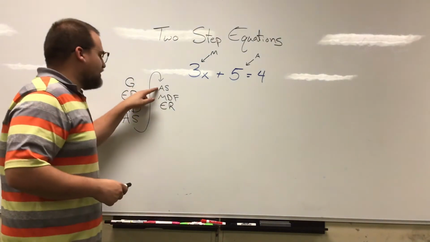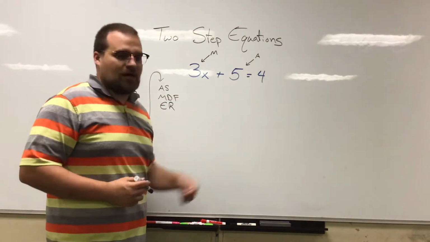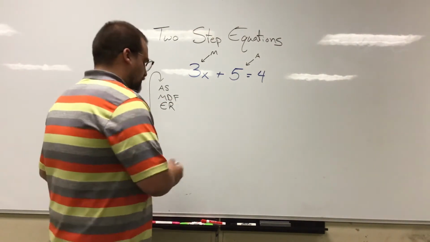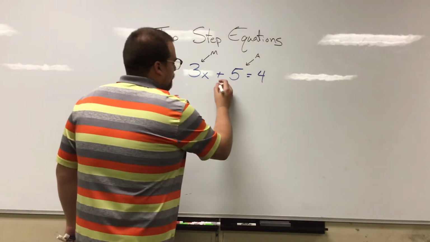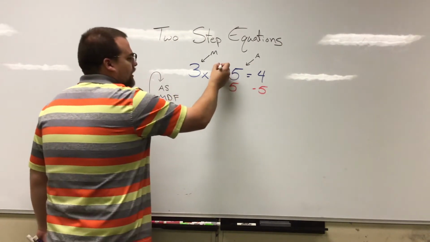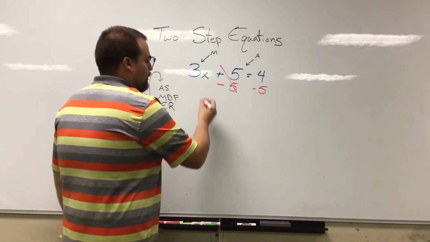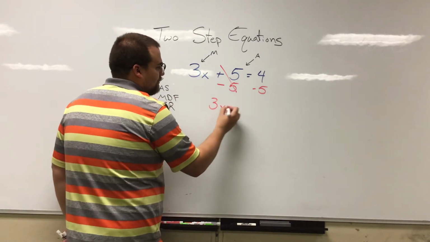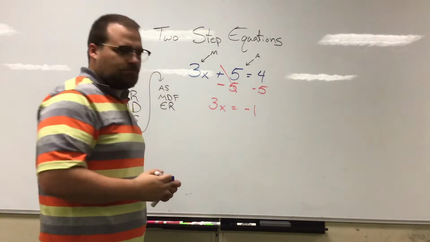So we first want to ask ourselves, is there any addition or subtraction? Well, there is. We have a plus 5 here. So we want to get rid of that. I'm going to say minus 5. We can subtract 5 from both sides. These will cancel out because they're inverse operations. And we're left with 3x equals 4 minus 5, or negative 1.